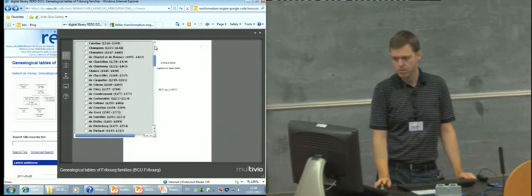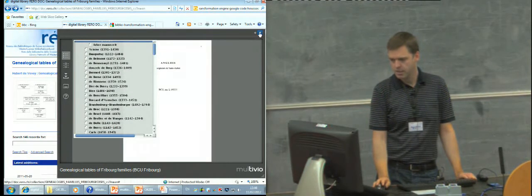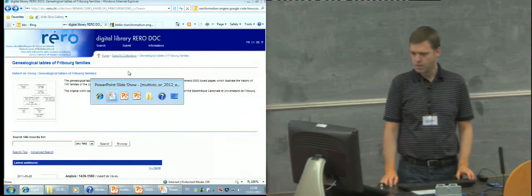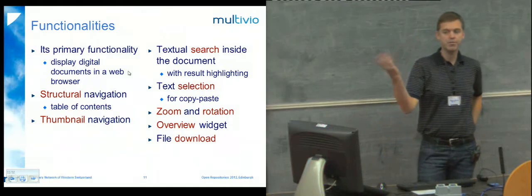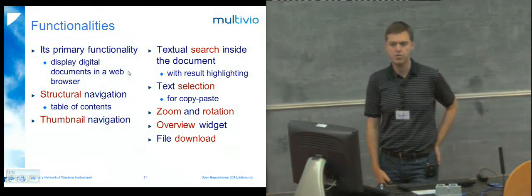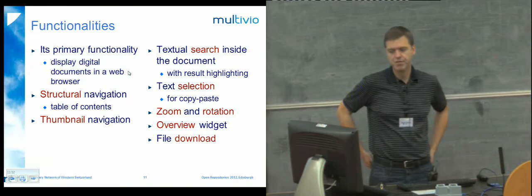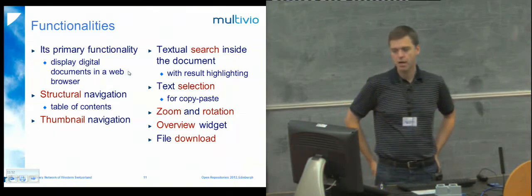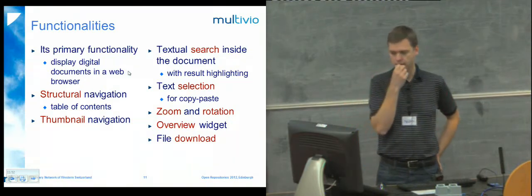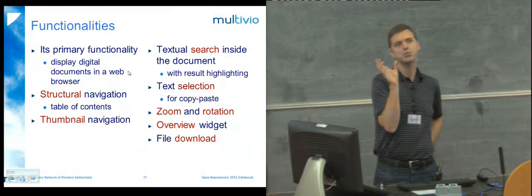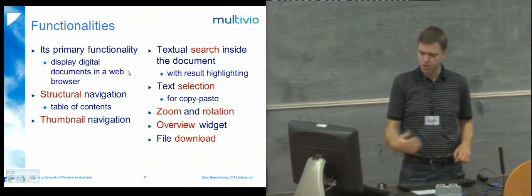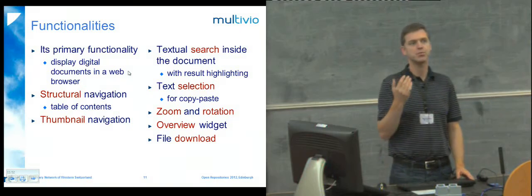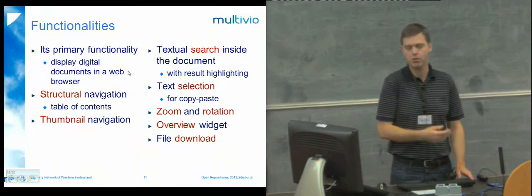So basically, that's what I wanted to show about Multivio. Just a summary of functionalities, the main functionalities to display documents in a web browser. There's structural navigation, thumbnail navigation. As I showed, you can find text inside the document. It's possible to select text for copy and paste. There's zoom, rotation, overview widget, and there's also the possibility of downloading the file, the PDF file or whatever, if the user desires.